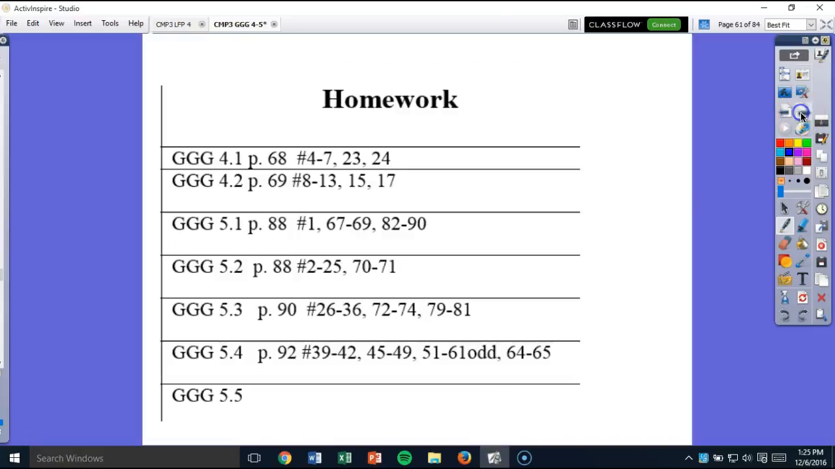Once you're through that or have a solid understanding of scientific notation and its rules, then go ahead and jump into the ACES questions for 5.4. Beginning on page 92, we'll go 39 through 42, 45 through 49, and the odd numbers of 51 through 61, and finishing up with 64 through 65. That'll do it for 5.4. Let me know what questions you have and what challenges await us in the class.